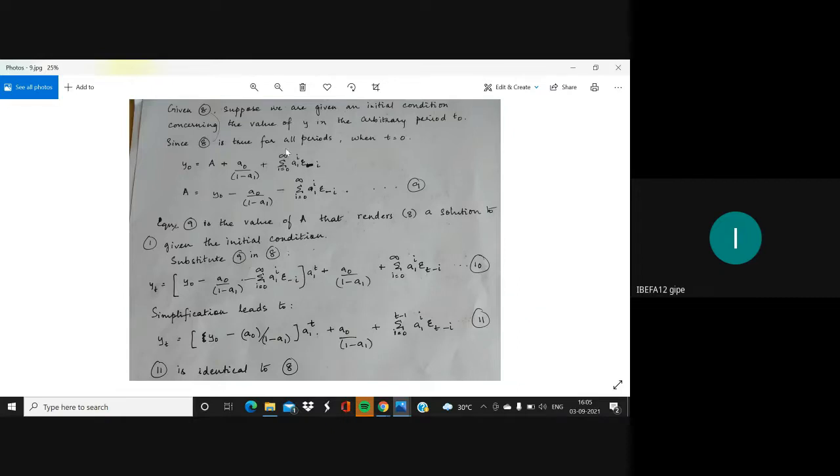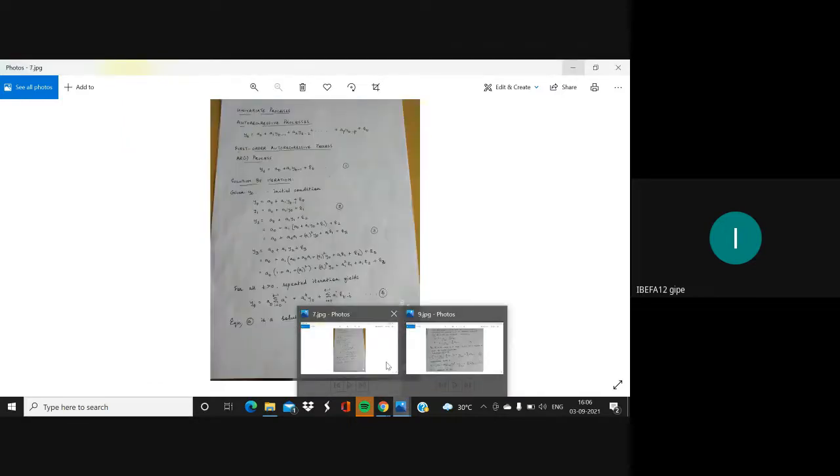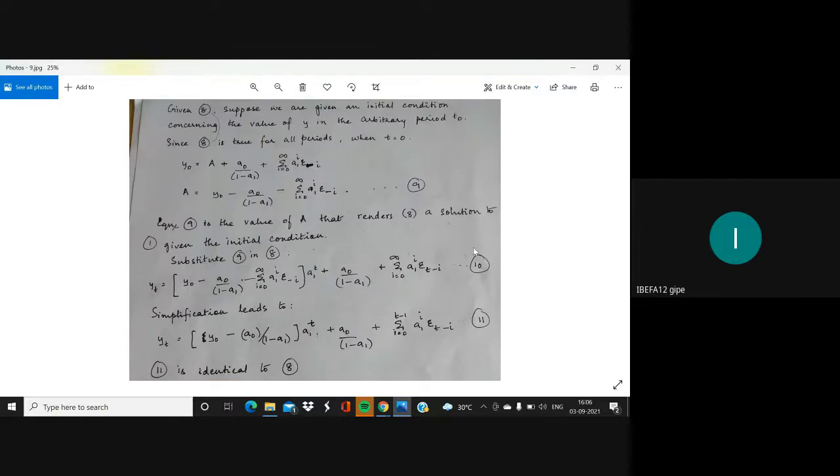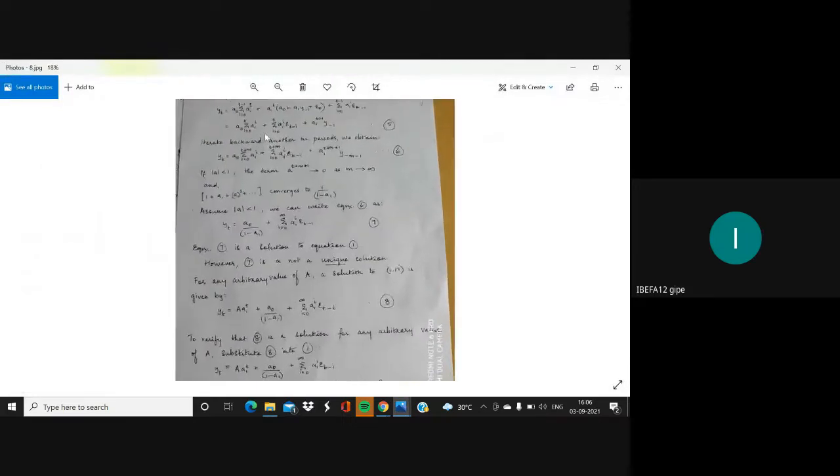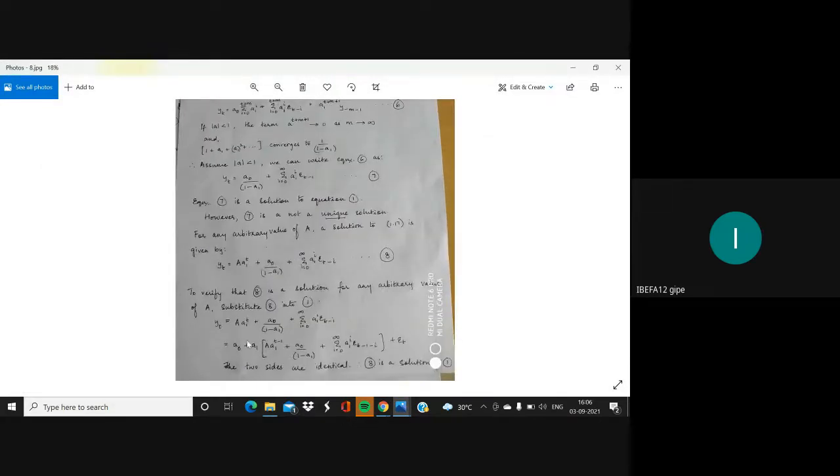Since 8 is true for all periods, when t is equal to 0, you will get y 0 is equal to this. If you just substitute in equation 8 and wherever t is appearing, you put 0, you will end up with this equation. I'll just show you the previous equation again. So this was equation 8. Wherever t is appearing, if you put 0 over there, what you will end up with is the next equation that we are discussing.